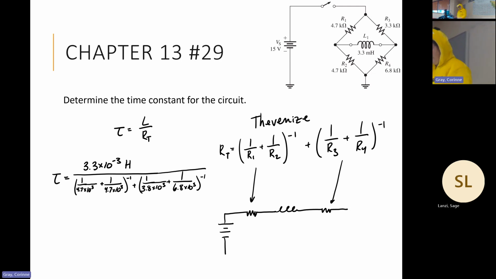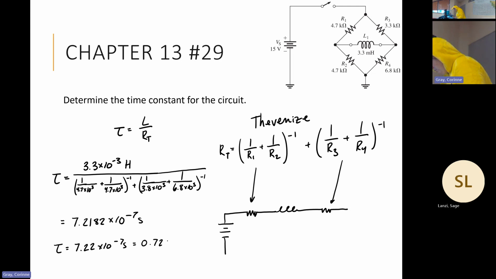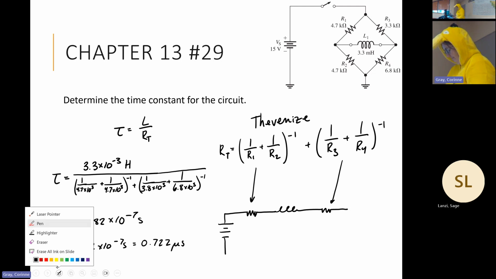And so now that we have this, we can find tau, and assuming I plugged this in correctly, I got 7.2182 times 10 to the -7 seconds. Or if we wanted to round this, tau is equal to 7.22 times 10 to the -7 seconds, or 0.722 microseconds.